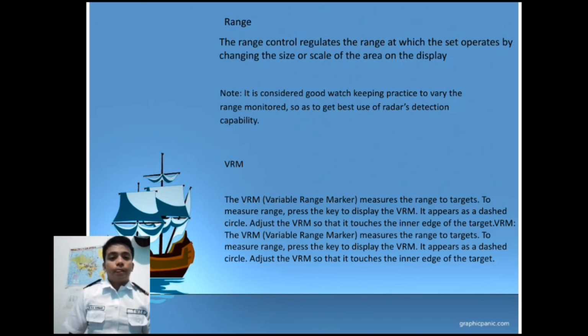Next, VRM. The VRM, or the variable range marker, measures the range to a target. To measure range, press the key to display the VRM. It appears as a dashed circle. Adjust the VRM so that it touches the inner edge of the target.